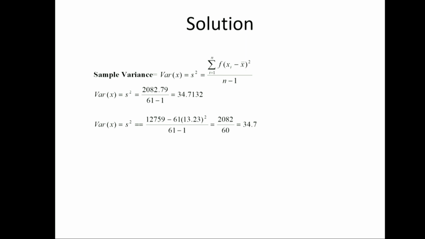So, the result will now be 34.7132. That is the sample variance. And if you use the other simplified form, you are still going to have the same thing. That is 12759 minus 61 into 13.23 square, everything divided by 61 minus 1. And that will give us 2082 divided by 60, which gives us 34.7.